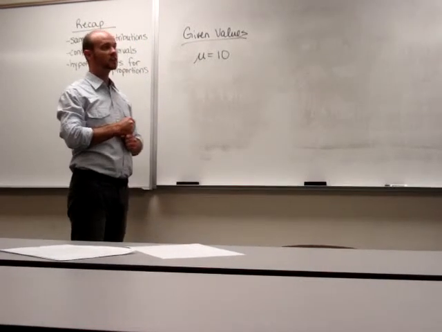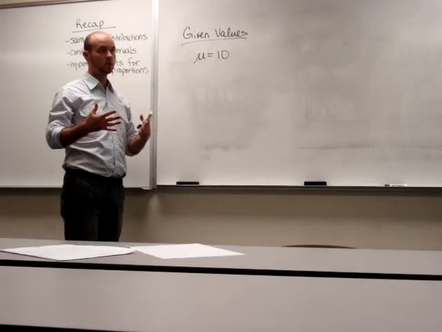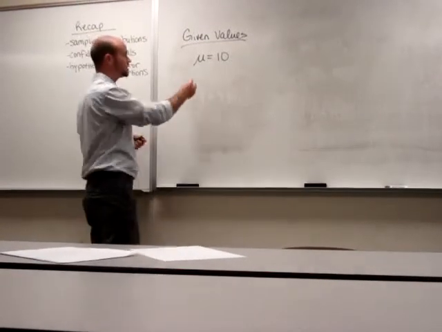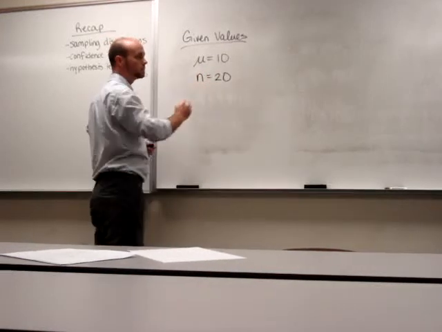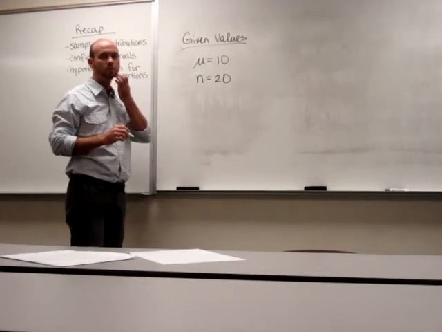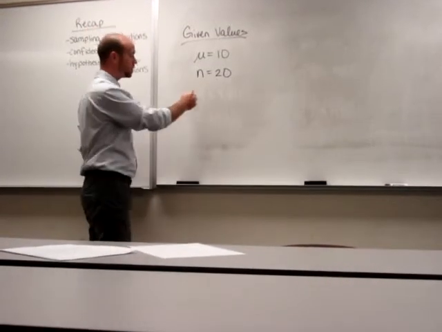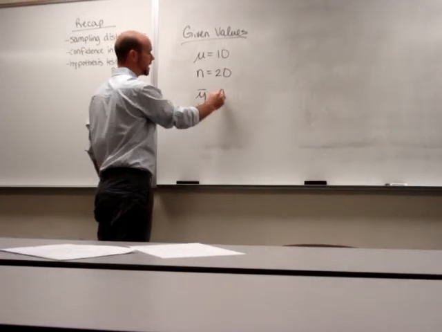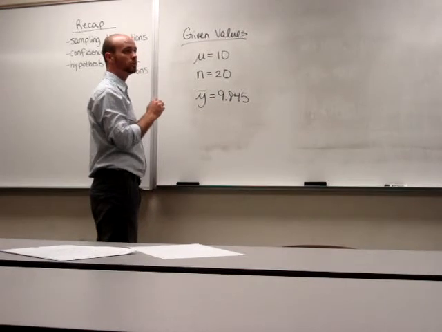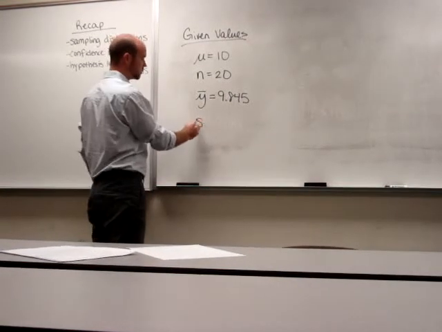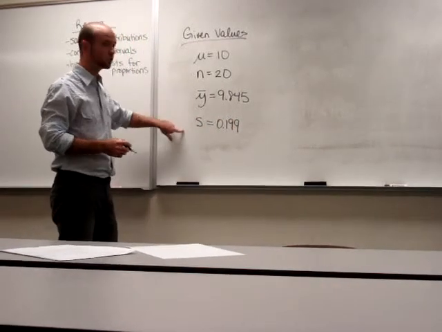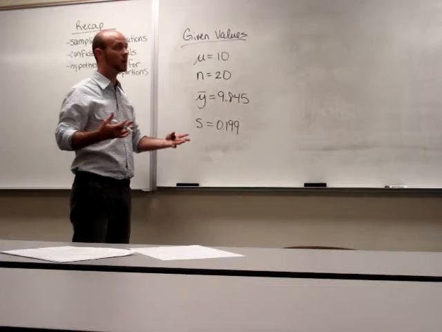And then it says that in a sample of 20 cups, so that tells us that we're dealing with a sample size of 20, and we denote that by n. So n is equal to 20. And then it says we found a sample mean of 9.845. Sample mean we denote by y bar. Y bar is equal to 9.845. And then it says a sample standard deviation of 0.199 was found. So s is equal to 0.199. We want to use this information in order to go about testing our hypothesis.